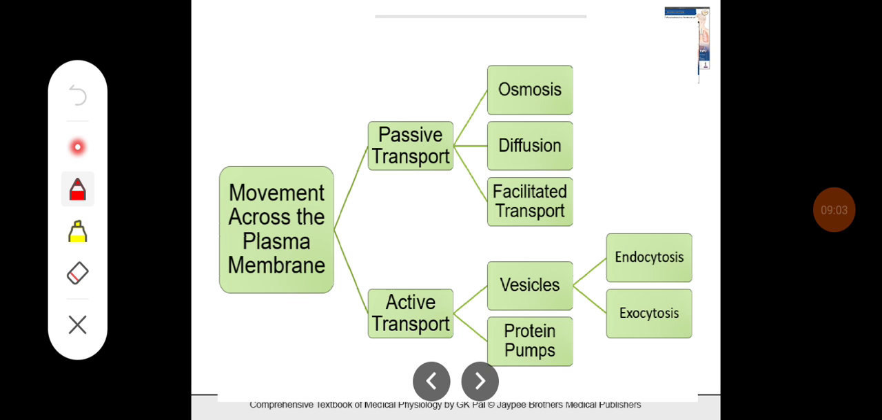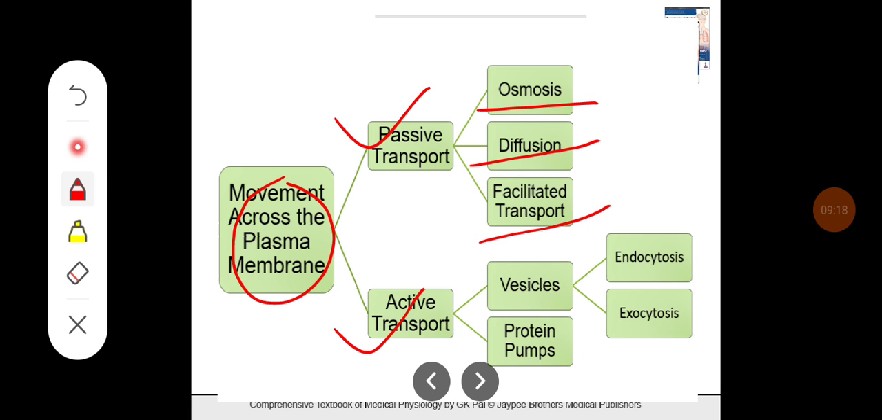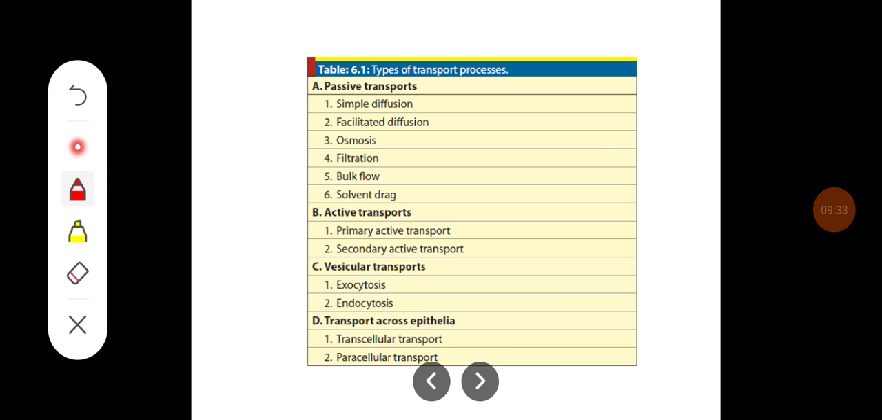So this is the gist of how the movement across the cell membrane occurs. It can be active transport or passive transport. In passive transport, it mainly occurs by osmosis, diffusion, and facilitated transport. Whereas active transport mainly occurs because of the protein pumps, and vesicular transport is also called active transport. Vesicular transport can be endocytosis or exocytosis.